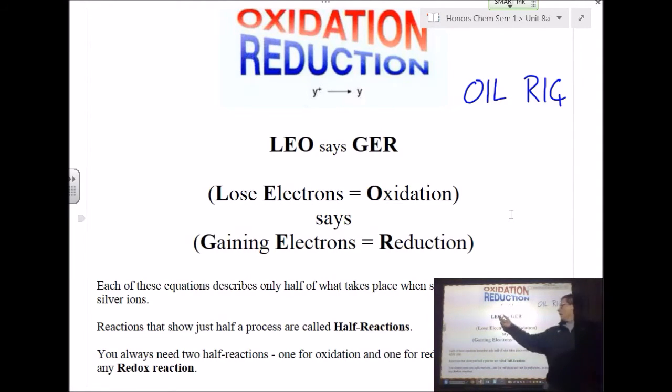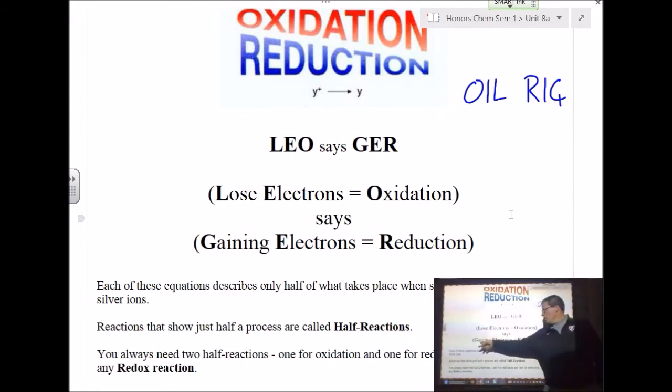But with Leo, it's lose electrons is oxidized, or an oxidation. Now, we talked earlier in the year that who loses electrons? Metals or non-metals? Good. So when we talk about a metal losing electrons to give it to its non-metal, it's actually undergoing oxidation. So it's becoming what? More positive or more negative when it gives away those electrons? More positive.